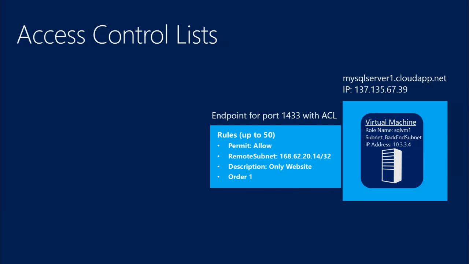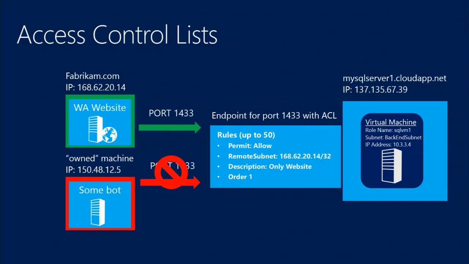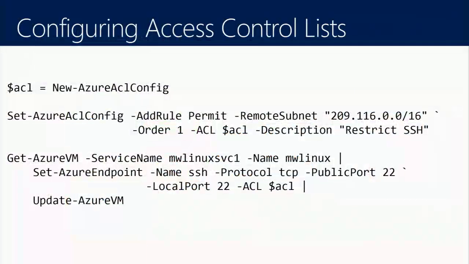It basically allows you to set up to 50 rules, permit or deny, or allow or deny for your permit rules, and you give it a remote subnet. You can give it a description and an order of the rules processing. So what this allows you to do is allow your friendly website to have access, but everyone else not so lucky.